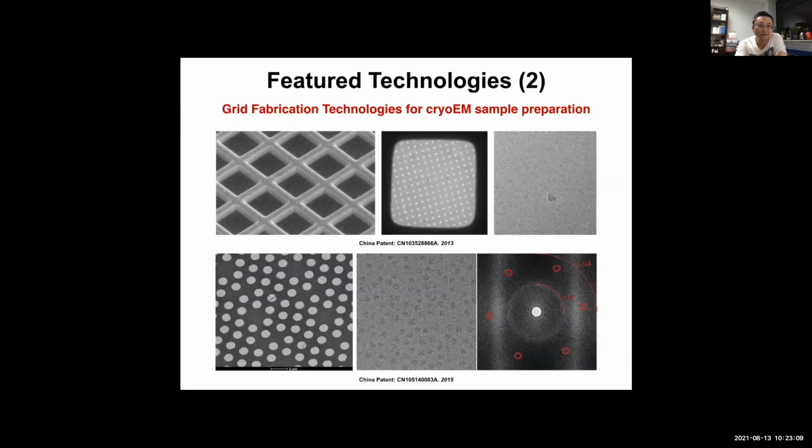The second is a technology for grid production. As we know, the grid is very important for electron microscopy. And we invented a couple of cryo-EM grids, including this Holey Array carbon grid and also the graphene grid.